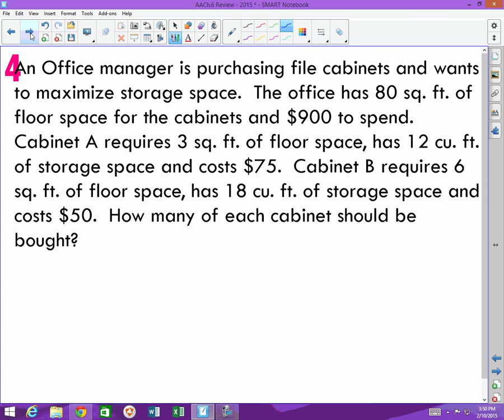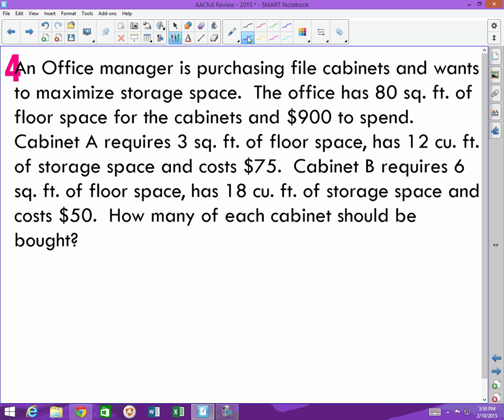All right, then this last question for this part that we are going to look at: an office manager is purchasing file cabinets and wants to maximize storage space. The office has 80 square feet of floor space for the cabinets and $900 to spend. Cabinet A requires 3 square feet of floor space, has 12 cubic feet of storage space, and costs $75. Cabinet B requires 6 square feet of floor space, has 18 cubic feet of storage space, and costs $50. How many of each cabinet should be bought?